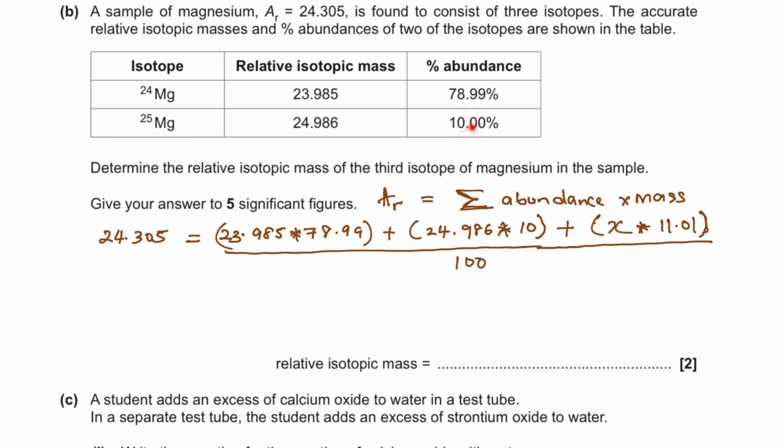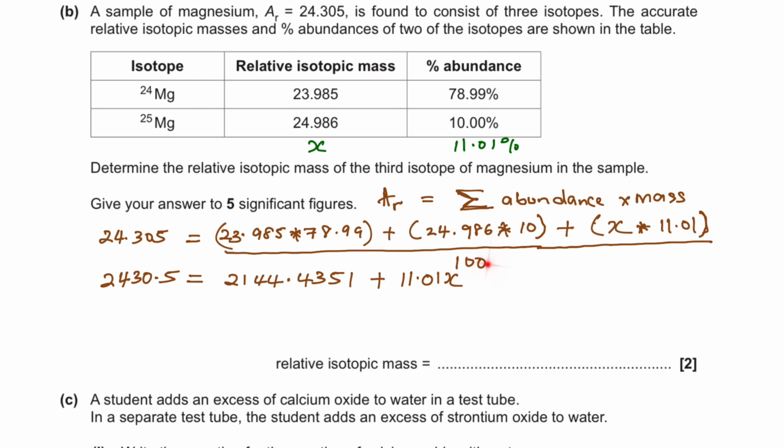The abundances should add up to 100, and the difference is 11.01. That's the difference from 100. Add this together and take it away from 100, and you're going to get 11.01, because they all have to add up to 100. So this is x, and that's 11.01. So you do x times 11.01, and you divide everything by 100, because it's a percentage of 100. So that will be what the relative atomic mass will be.